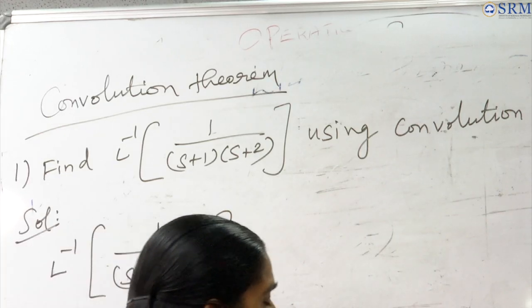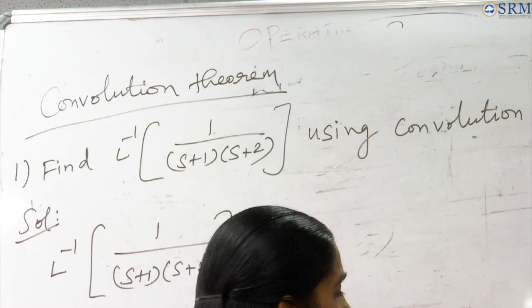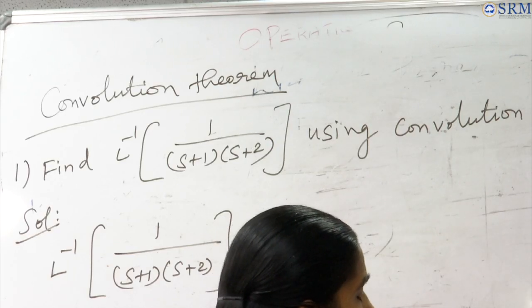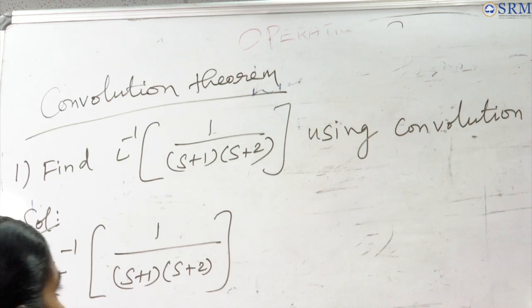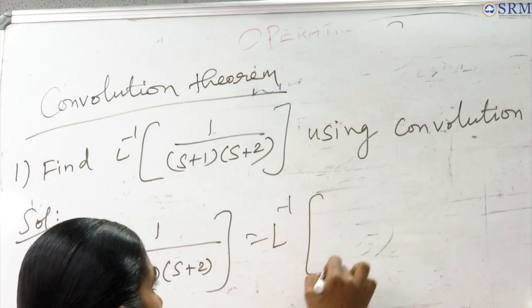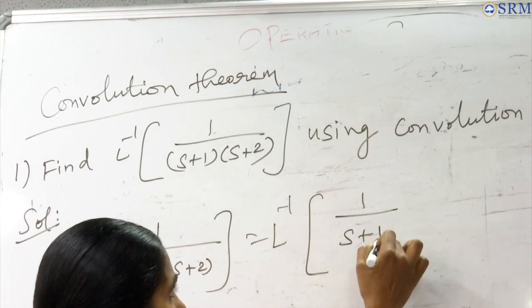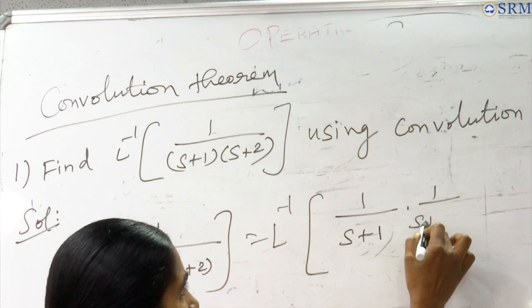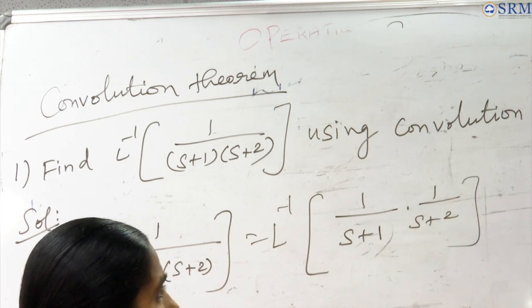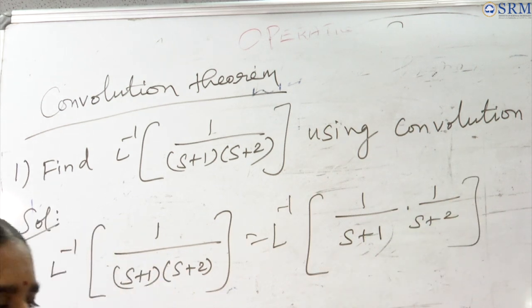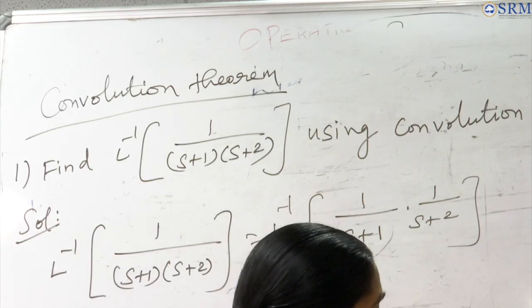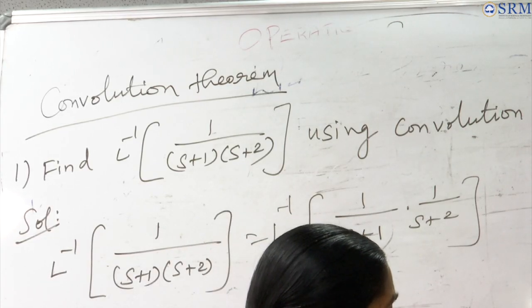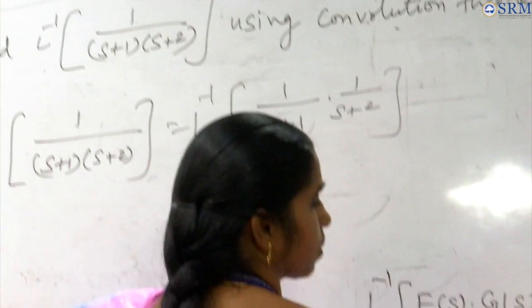In a convolution, it is L inverse of f of s times g of s. One is a function of s, another one is another function g of s. So this is L inverse of 1 divided by s plus 1 times 1 divided by s plus 2. So f of s is 1 by s plus 1, g of s is 1 by s plus 2. So this is L inverse of f of s star L inverse of g of s.